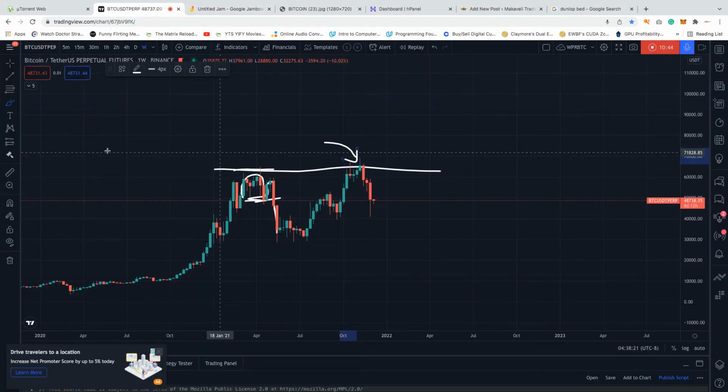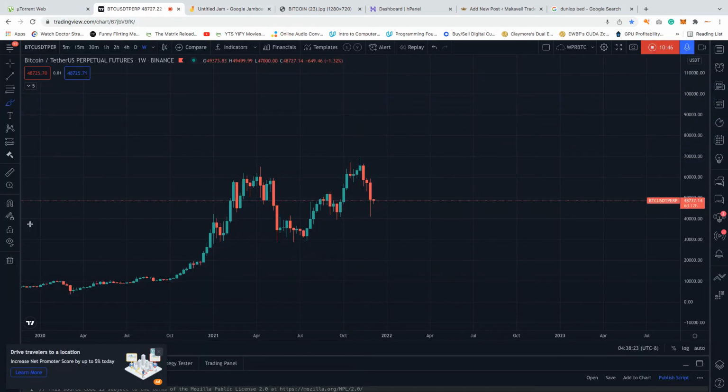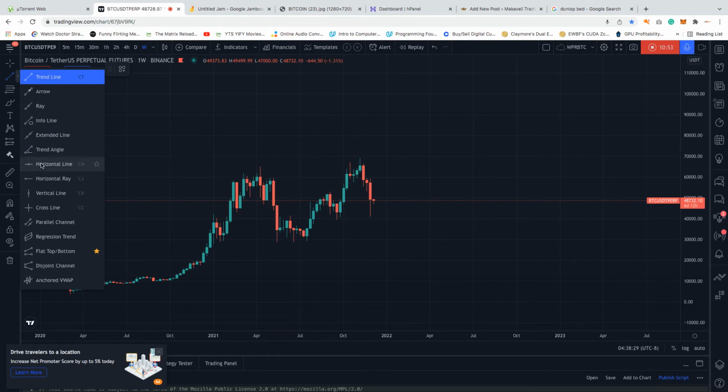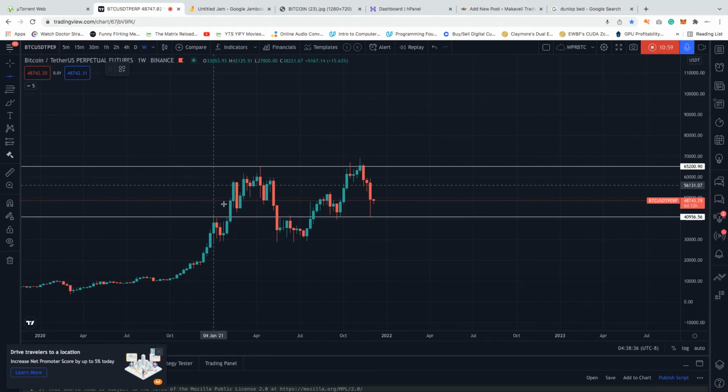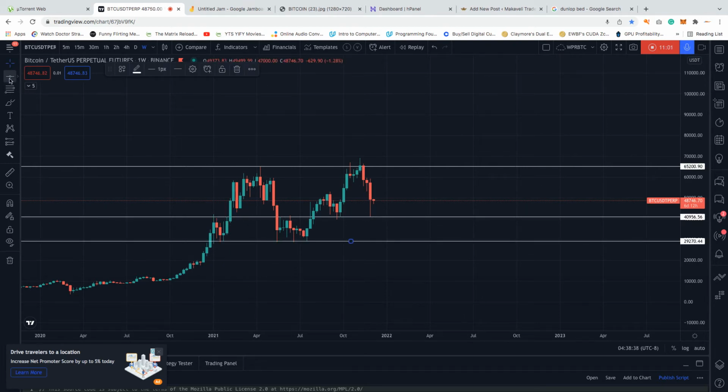So let's go to the horizontal support and resistance. I'm going to pick my horizontal trend line, which is right here. Go to your tools, pick your horizontal trend line. I'm going to get the areas of importance. Now these are the areas where price gets rejected. They are my support and resistance.